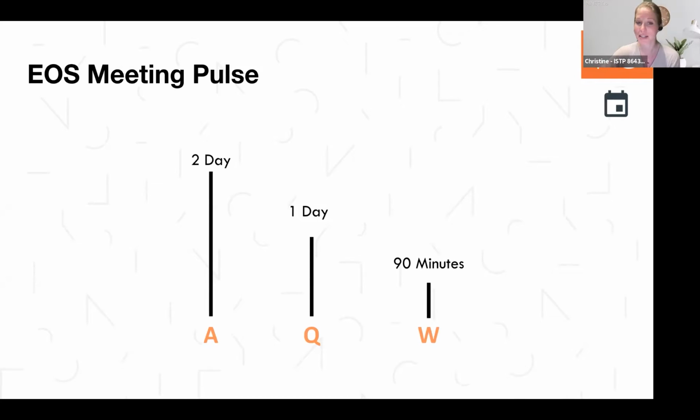So, and we've got meeting types for all of these within 90. You can run your 2-day annual, your quarterly, and then your weekly. And then obviously for today, we'll be focusing on that middle quarter 1-day session.